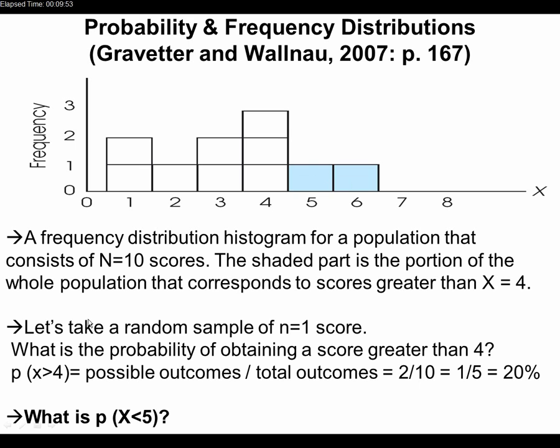So let's take a random sample of n equals 1 score. What's the probability of obtaining a score greater than 4? Just like the cards. The probability of x being greater than 4 equals the possible outcomes divided by the total outcomes. The total outcomes, there are 10 of them, just like there are 52 cards in a deck. How many are greater than 4? There are 2 of them, shaded blue. So we take 2 divided by 10, or actually let's reduce it and do 1 divided by 5, and you've got a 20% chance of pulling a score greater than 4.